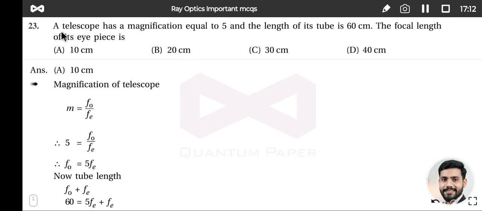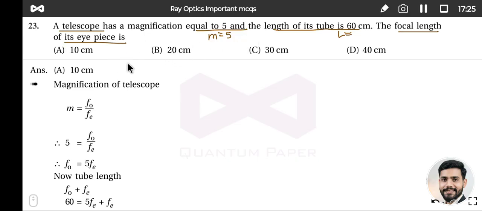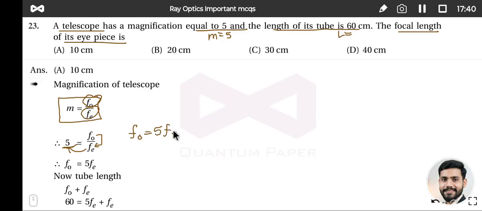The next question is, a telescope has magnification equal to 5. So M is given 5. The length of its tube is given to be 60. L is given 60. The focal length of its eyepiece is? To find the focal length of the eyepiece, we'll use the formula of magnification first. So M is equal to FO upon FE. So the magnification, which is given 5, is equal to FO upon FE. If we do the cross multiplication here, we'll get FO is equal to 5 times FE.